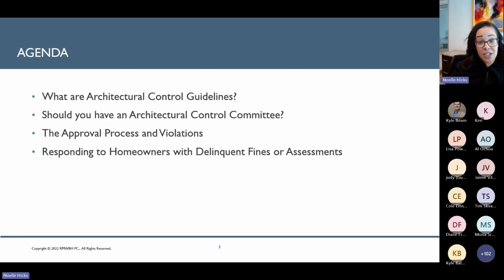So let's go over our agenda for today. First, we're going to talk a little bit about what ACC guidelines, or architectural control guidelines, are. Should an association have an architectural control committee? We'll talk a little bit about the approval process and violations of that. And then finally, we'll talk a little bit about responding to homeowners with delinquent fines or assessments. Now, today's information is a little bit shorter than usual, so we might have some time at the end for questions. I want to make sure all of those questions are related to the information that we're talking about today. But let's go ahead and get started.